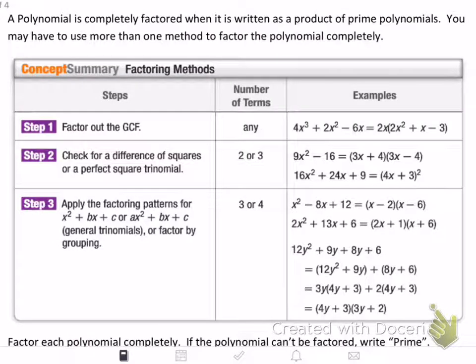I'm not going to really read through this, but I would like you to take a few minutes to read through it. It's just saying that a polynomial is completely factored when it is written as a product of prime polynomials, meaning this word prime means that it cannot be factored anymore. Okay, so that's kind of what it's saying. So take a few minutes, read that, and then let's scroll down.